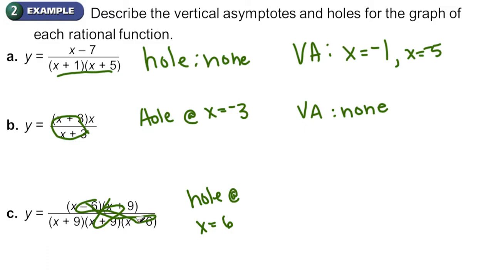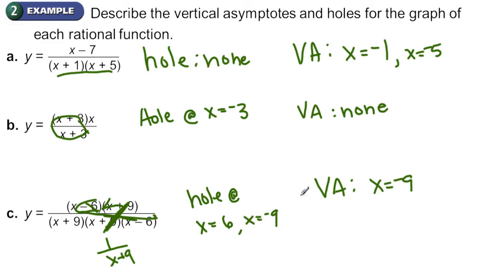We'll go back and erase that just a little bit. And a hole at x is negative 9. Now with that there, if these cancel out, you're left with the 1 over x plus 9. So that means we have a vertical asymptote at x is negative 9. It's okay to write this. Technically, this only has a hole at 6 and a vertical asymptote at negative 9.